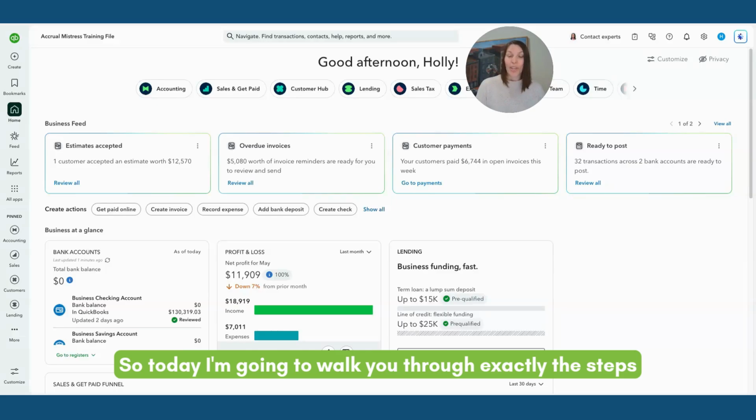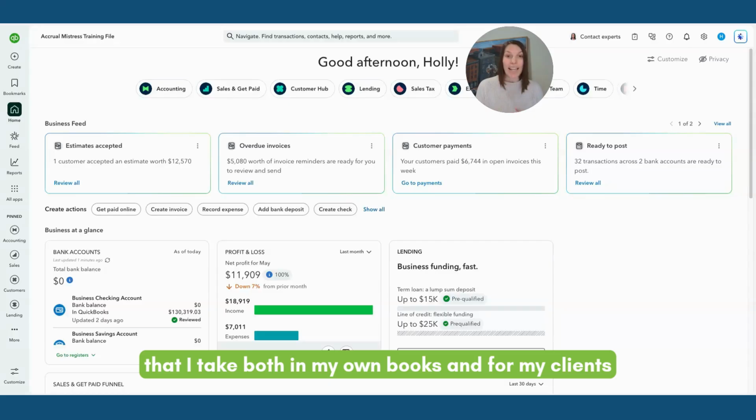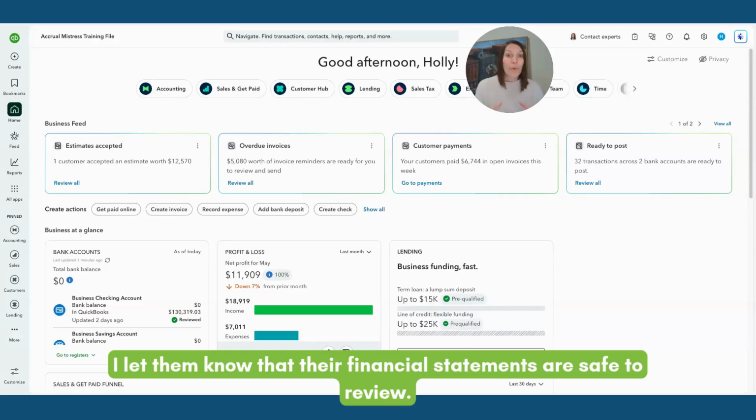our business. So today, I'm going to walk you through exactly the steps that I take, both in my own books and for my clients, to verify that information is complete and correct before I let them know that their financial statements are safe to review.